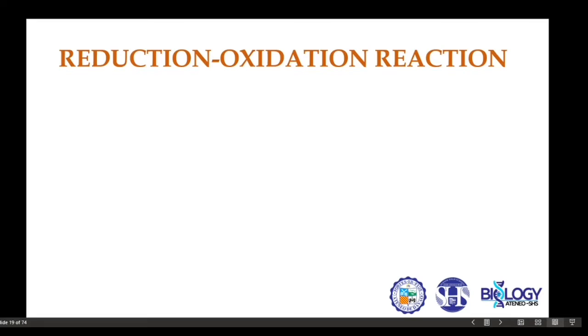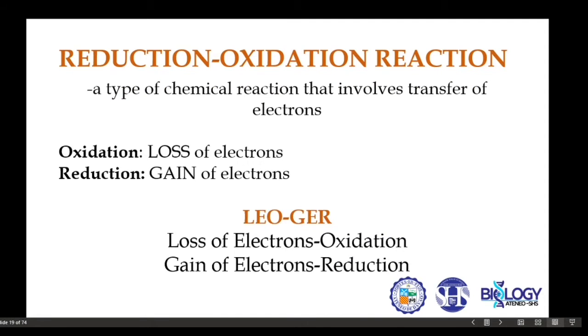Photosynthesis happens in a series of reactions, and these reactions are called redox reactions, from the words reduction and oxidation, which happen in couple. Redox reaction involves a transfer of electrons. When a molecule is removed of an electron, another molecule has to accept the removed electron. The process of removing an electron from a molecule is called oxidation, while the process of gaining or receiving the removed electron is called reduction. To memorize, just remember this mnemonic: LEO GER. Loss of electrons, that is oxidation, while GER stands for gain of electrons, that is reduction.